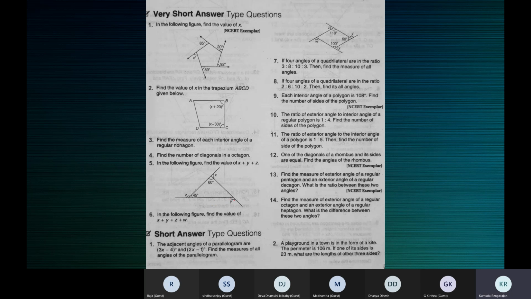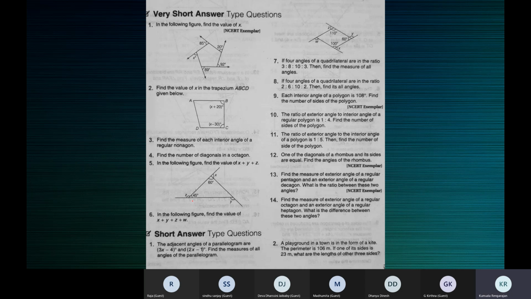So you should write y. So we found x. Now y is equal to 60 plus 45. y is equal to 60 plus 45, 105 degrees.